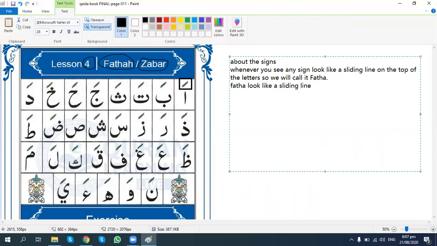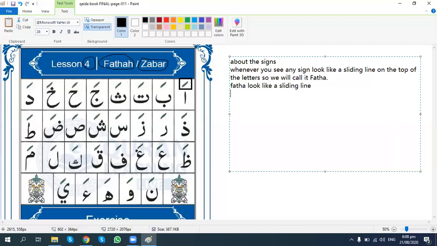You can ask your student as well, how does the fatha look? They will tell you the fatha looks like a sliding line, and where does it appear? The sliding line always appears on the top of the letter. These 2 or 3 points you have to tell your student first, and then you tell your student about the sounds.